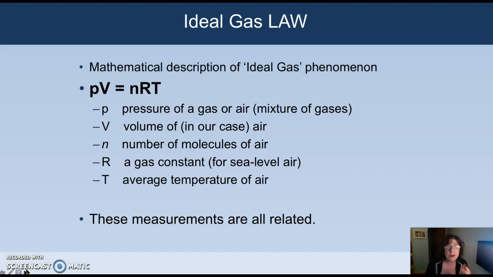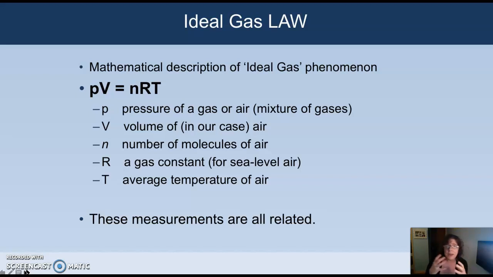P is pressure of that air mass. V is volume of the air mass. N is the number of molecules in the air mass, which is so great that we use a unit of measure called a mole instead of trying to count the molecules of the air mass. R is a gas constant, which you can effectively just throw out because it's constant whenever we use it. And T is the temperature of that air mass.